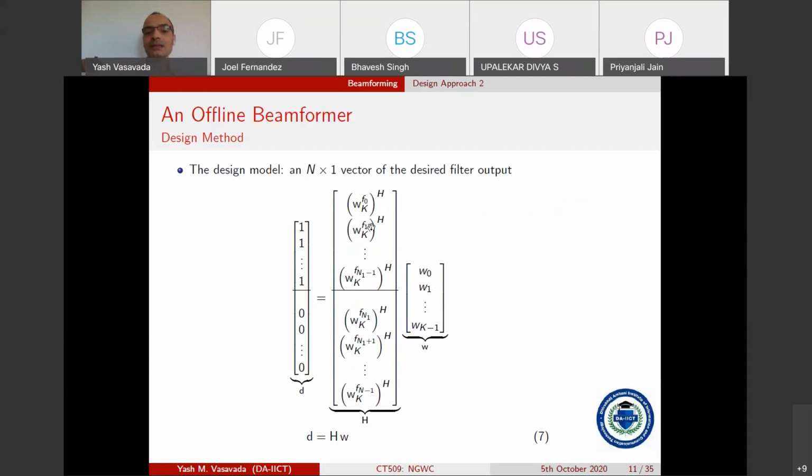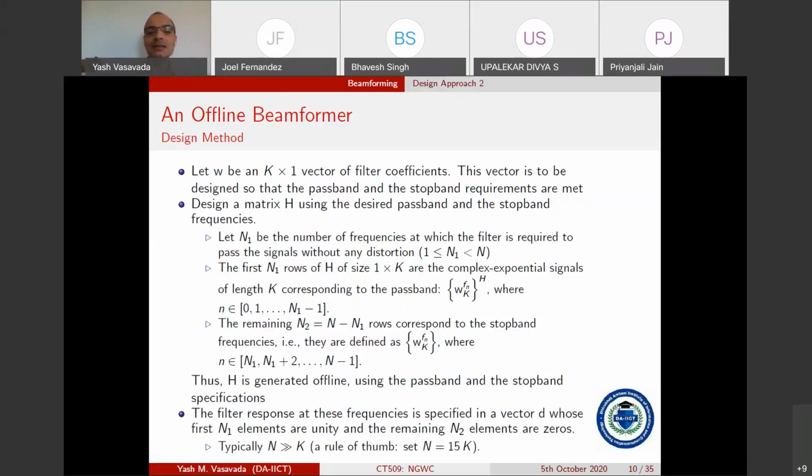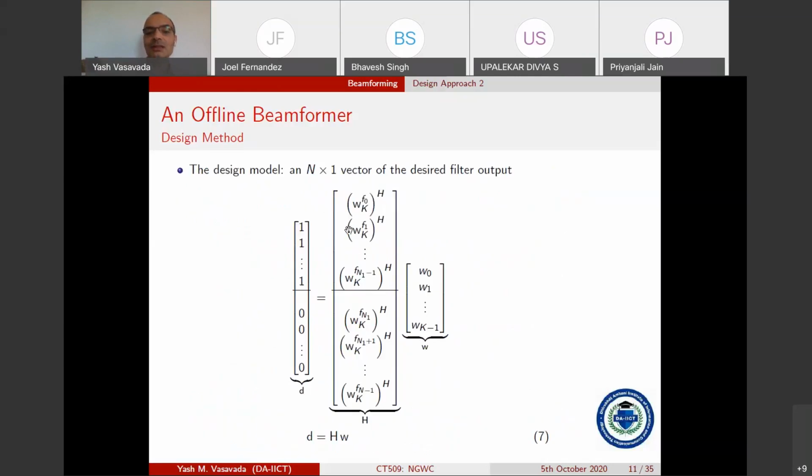Then I go to the second vector. Even at this frequency, I want the filter to pass the signal, and so that's why I have 1 here. I have a total of N1 frequencies in the pass band, and all of those I am collecting in the first N1 rows of this matrix H, which is shown over here. And so there are a total of N1 ones in this vector D.